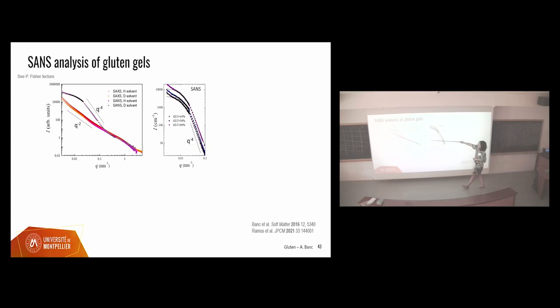The SANS spectrum is characterized by a Q^-4 slope here that defines sharp interfaces, and a characteristic size here of about 60 nanometers. And if we increase the glutenin content in our sample, we see that the intensity of the signal increases. So it's also associated to these glutenins.